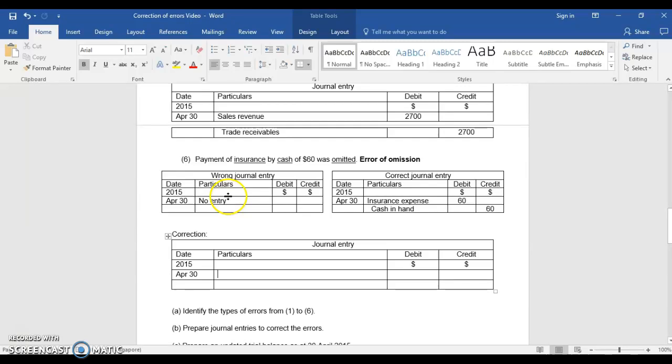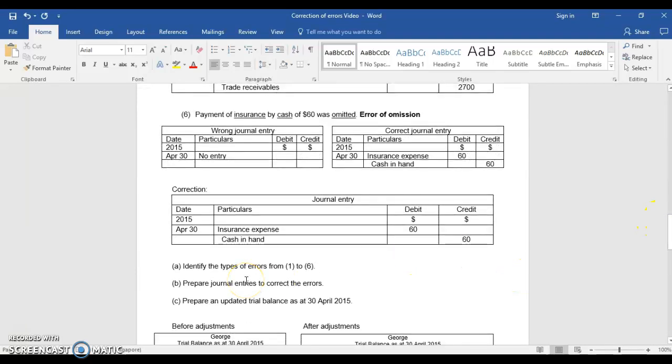So since nothing was done, you can just simply introduce these two accounts, $60 and cash in hand of $60 as well. Okay, so all those 6 types of errors that we have identified, the ones that I wrote in bold, are the different types of errors, which answers part A. We also have done the journal entries to correct the errors. These are all in the tables here, correction tables.